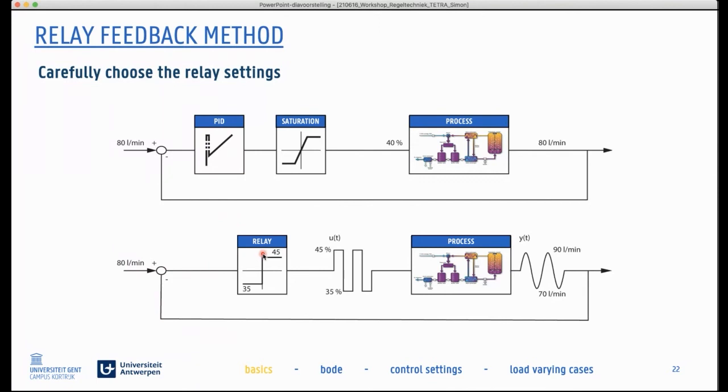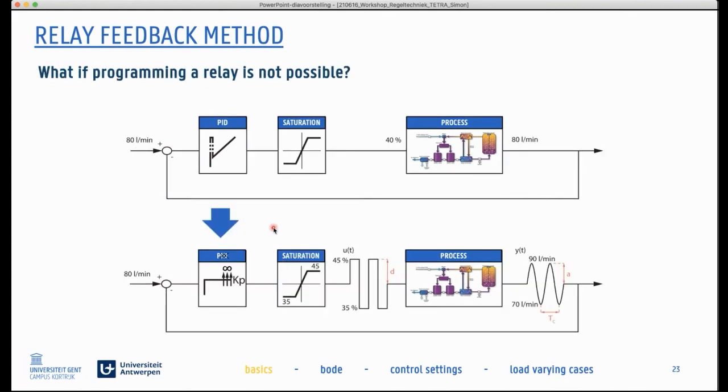For instance, this is the case at our setups. We cannot simply say, okay, take out the PID controller and take a relay switching between 35 and 45%. It's not possible with our drives, or we have to program things ourselves. So that hinders the implementation.